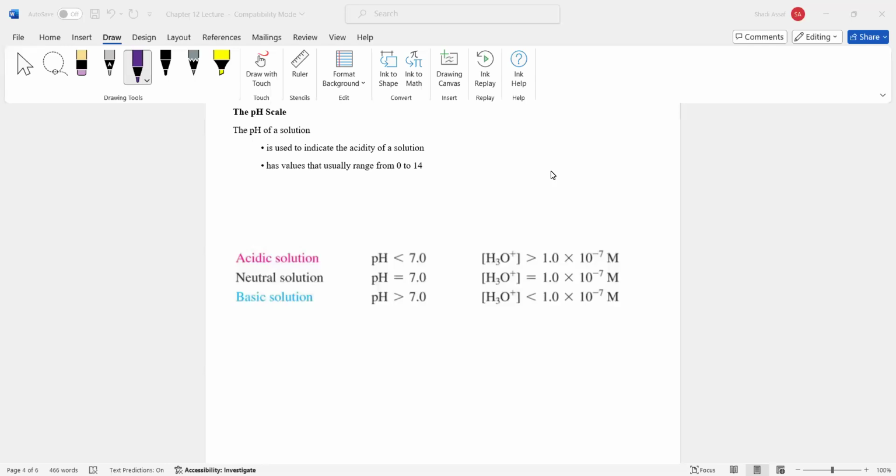And wherever that solution falls, right? If let's say it's 2, that would be in the acidic range, versus 9, that would be in the basic range. So it's used to indicate the acidity of a solution and has values that range from 0 to 14. So in this case, let me actually draw it here for you. It goes from 0 to 14, right in the middle at 7.